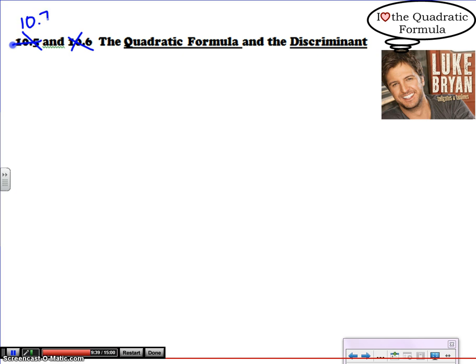This is 10.7. I'm sorry, this is 10.6 and 10.7. The only reason I care about what section it is in the book, in case you need to make a reference and check something there, you can go ahead and check this in the corresponding sections in your textbook.